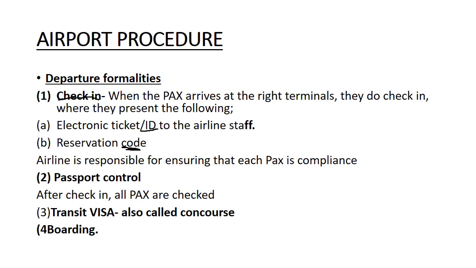Then number 2, you'll pass through the passport control. This is after the check-in. All passengers are checked. There is transit visa, also called concourse. This is where you wait for your flight. Then the final stage is boarding your flight.